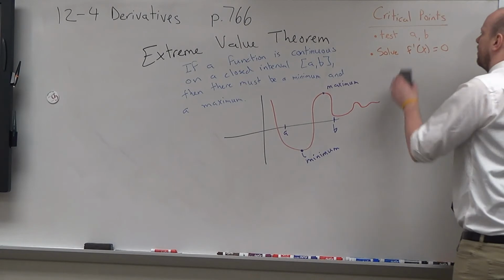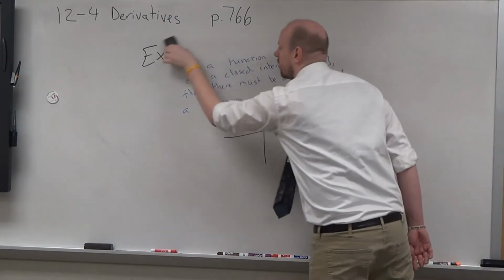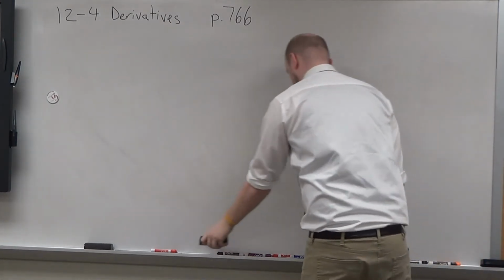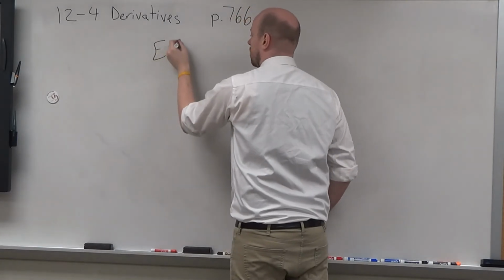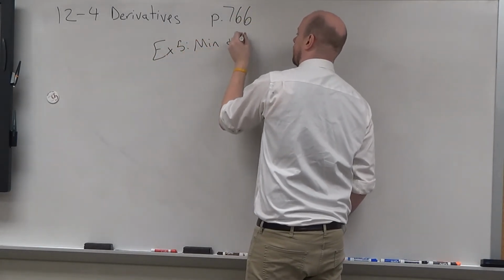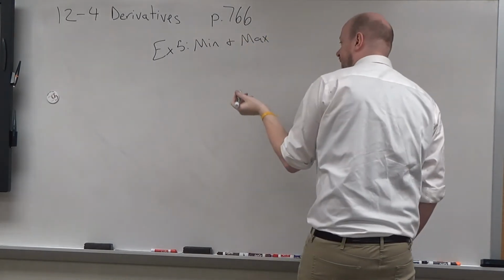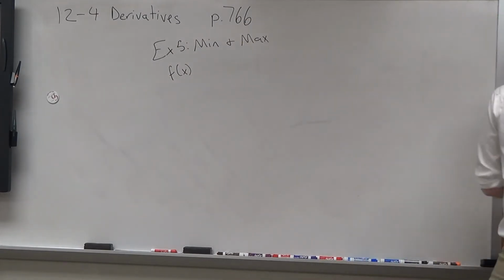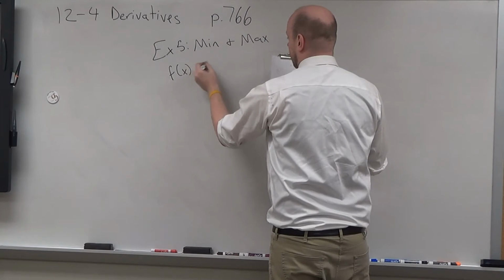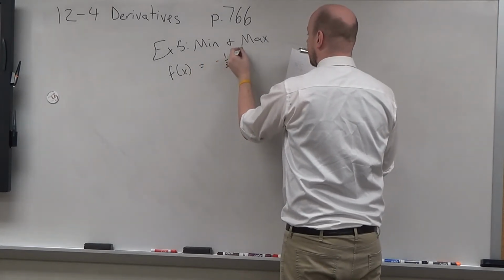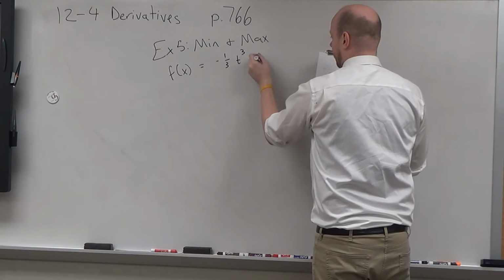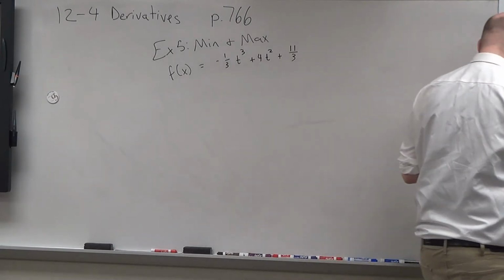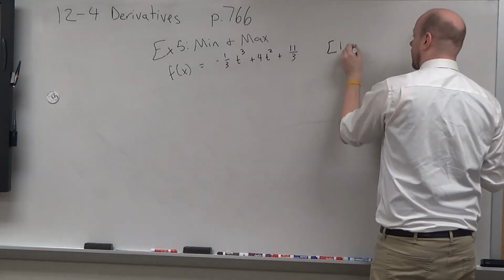Okay, and then I'll write on to example 5, minimum and maximum. So first we need a function. The example in the book's a big long story problem. I'm just going to say, for the sake of time, go straight to the numbers. f of x equals negative 1/3 t cubed plus 4t squared plus 11 over 3. And the interval is 1 to 12.